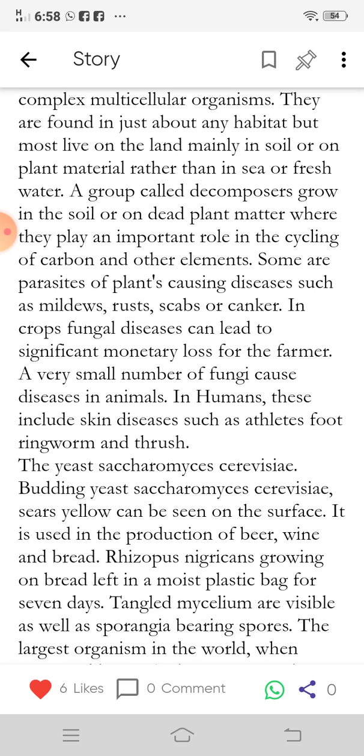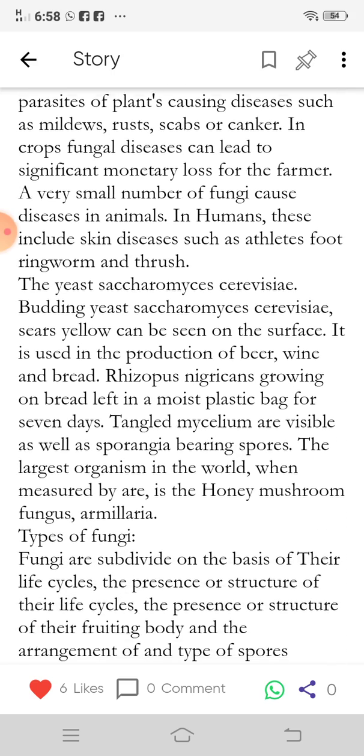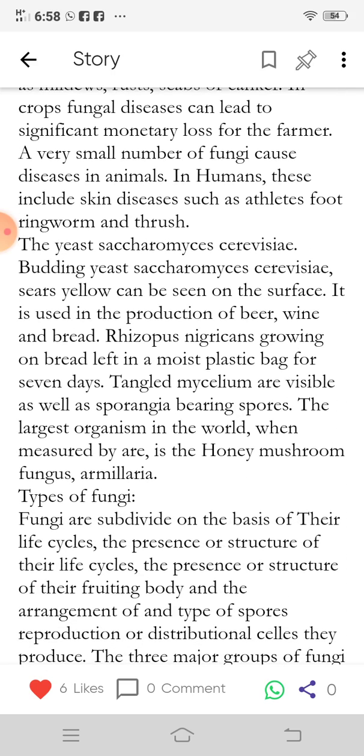The budding yeast Saccharomyces cerevisiae, stained yellow, can be seen on the surface. It is used in the production of beer, wine, and bread. Rhizopus nigricans, growing on bread left in a moist plastic bag for 7 days. Tangled mycelium are visible as well as sporangia bearing spores. The largest organism in the world, when measured by area, is the honey mushroom fungus Armillaria.